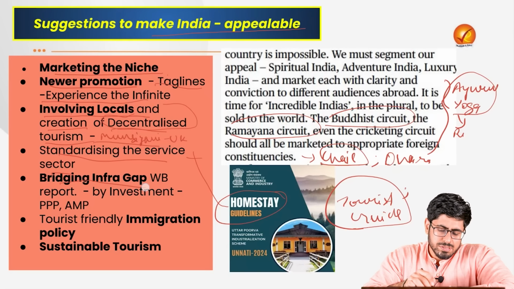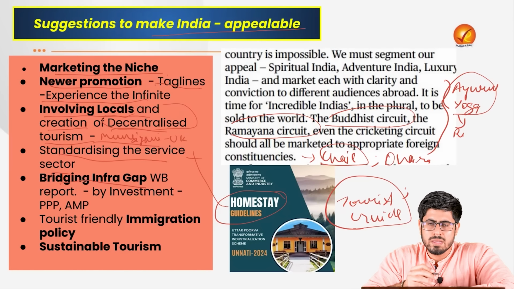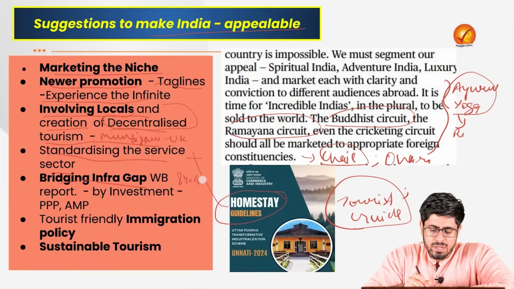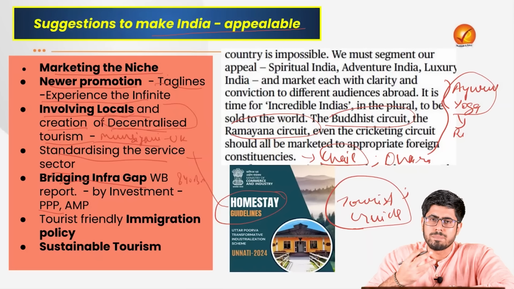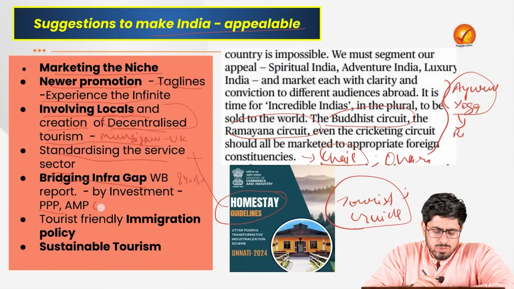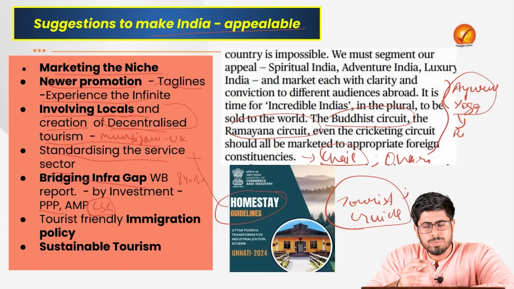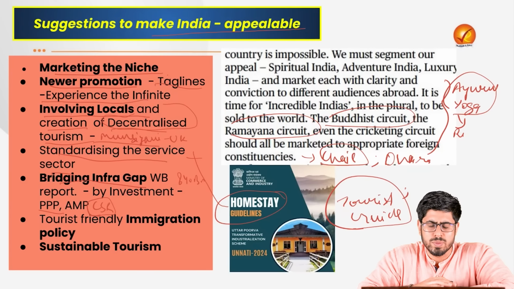We can bridge our infrastructure gap, as was suggested in the World Bank report, that we need at least $840 billion worth of investment, and this should come from the PPP model. We have the Adopt a Dharohar scheme, by which people and companies are taking up the initiative through their CSR funding. They are adopting a heritage structure and taking care of the maintenance and upkeep of those monuments.